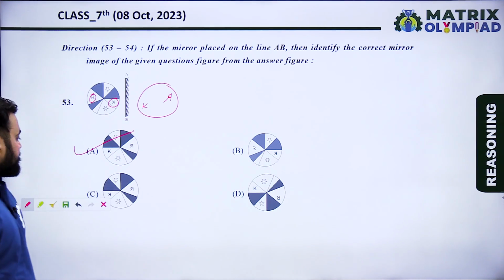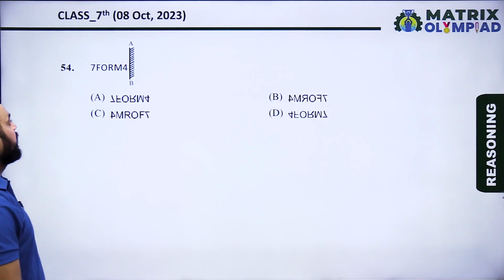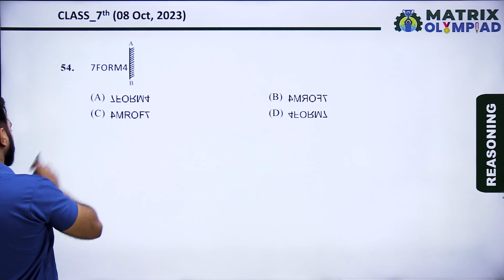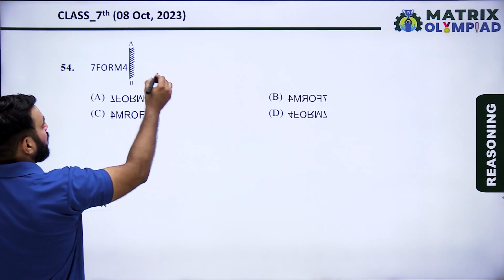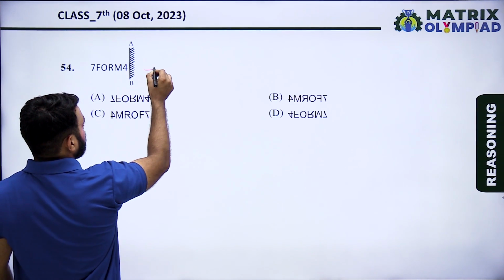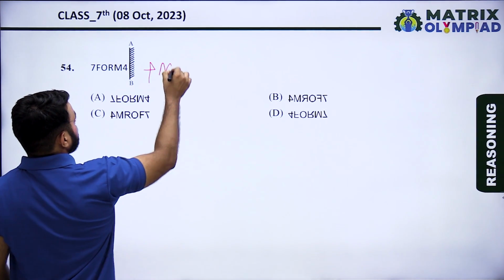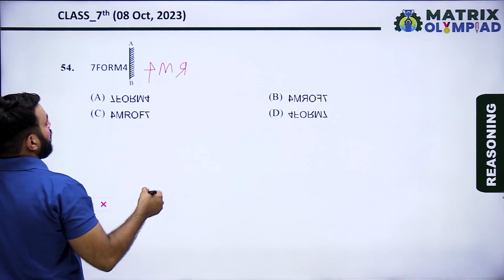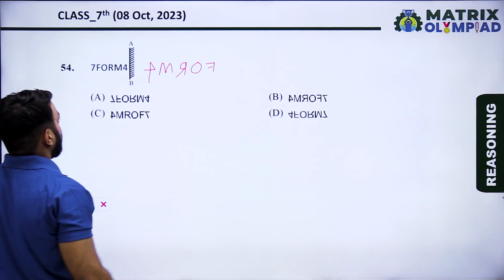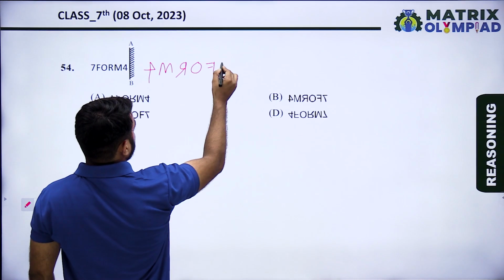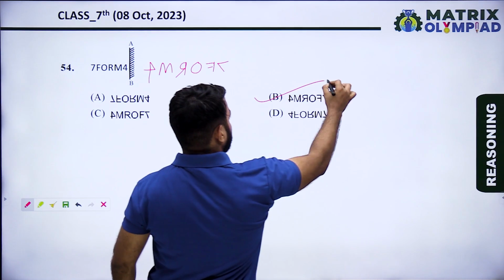Now move on to the next question. Find the mirror image of 7FORM4. The mirror image of 4 looks like this. The mirror image of M, of R, of O, and of F look like this. The mirror image of 7 looks like this. It means option B is the correct answer.